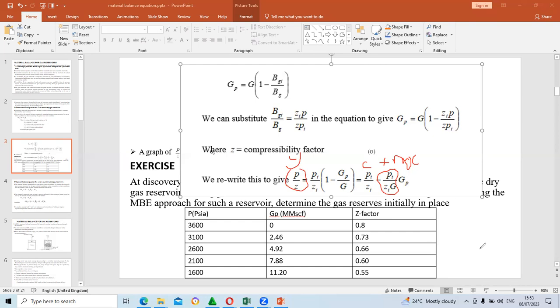So what we will do now is we have an example here. We are going to go to Excel and see how we can plot that to obtain the value of the initial gas in place using the material balance equation.